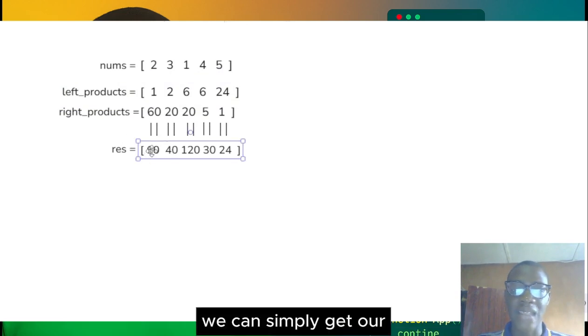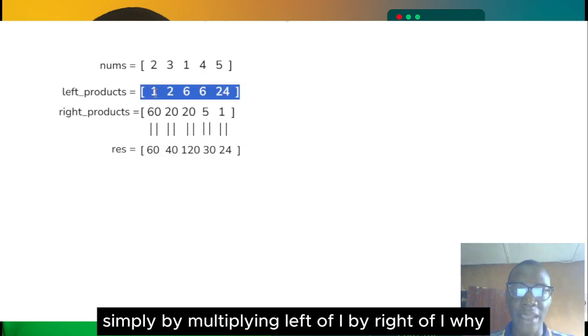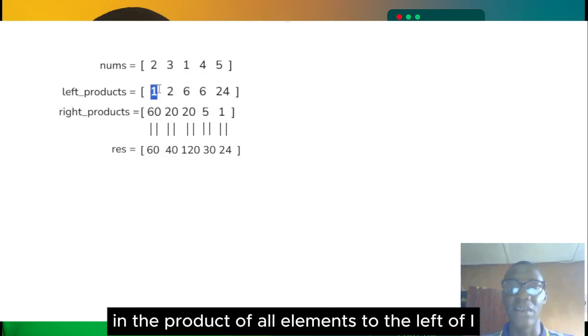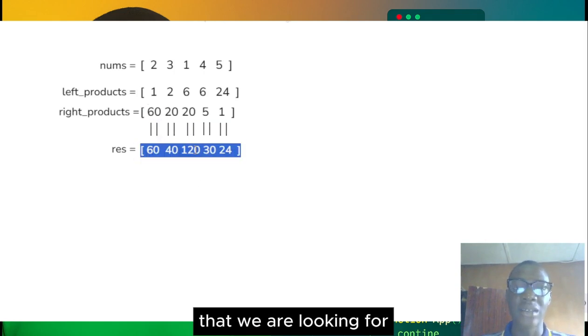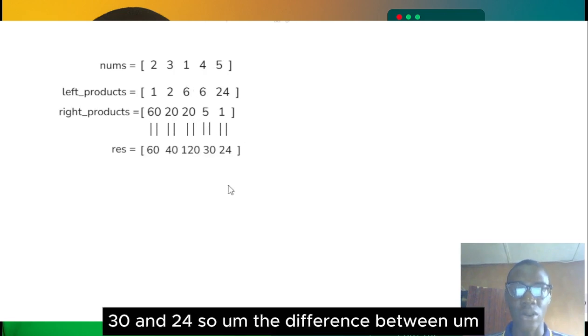And now after we have this left and the right products, we can simply get our result product for each index by multiplying left of I by right of I. Why? Because left of I represents the product of all elements to the left of I, and right of I represents the product of all elements to the right of I. So to get the answer that we are looking for is just multiplying left of I and right of I together. So we see this is 60, this is 40, this is 120, 30 and 24.